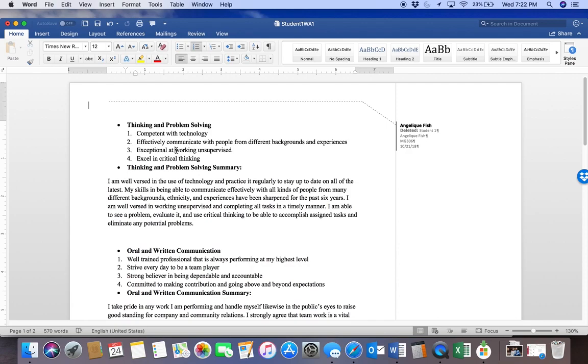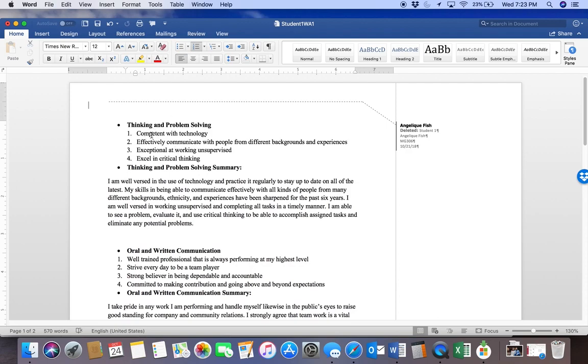Okay, so the first category here, thinking and problem solving, we have four attributes that this person listed. Let's see, competent with technology, effectively communicate with people from different backgrounds, experiences, exceptional at working unsupervised, excel in critical thinking. Now the problem here is that anytime you have a list, whether it's bulleted, numbered, or a list in a sentence, that list has to be in parallel format. And that means each item in the list has to be in the same grammatical format. So if you start one item with a verb, they all have to start with verbs. If you start one with an adjective, they all have to start with an adjective. If one of your items in the list is a complete sentence, they all need to be complete sentences. So it all has to be in the same grammatical format.